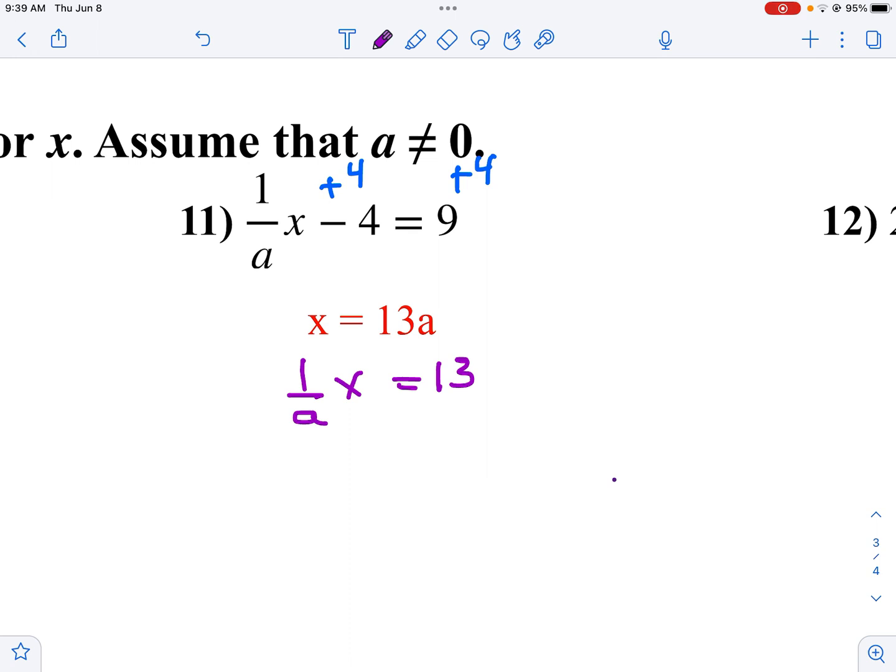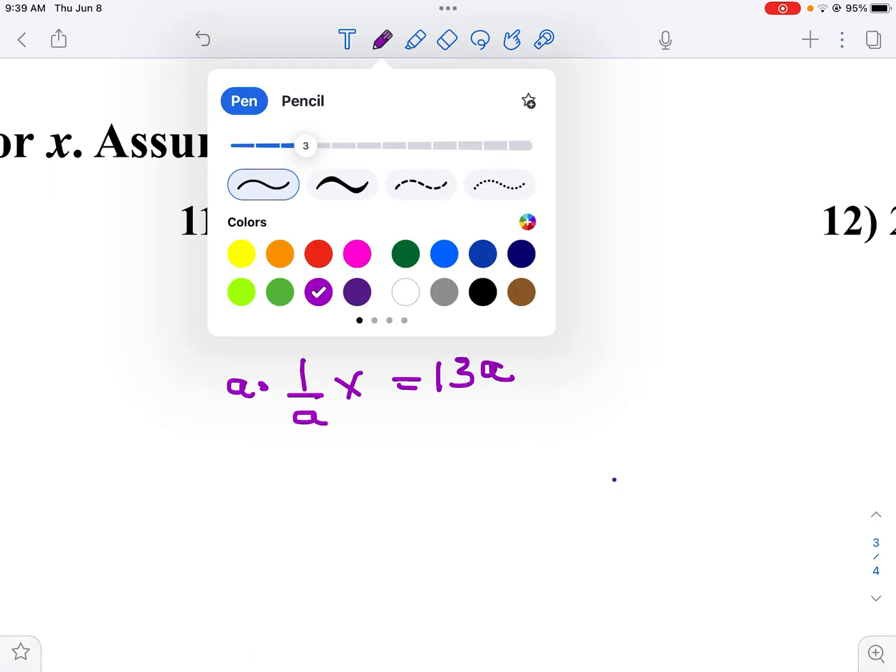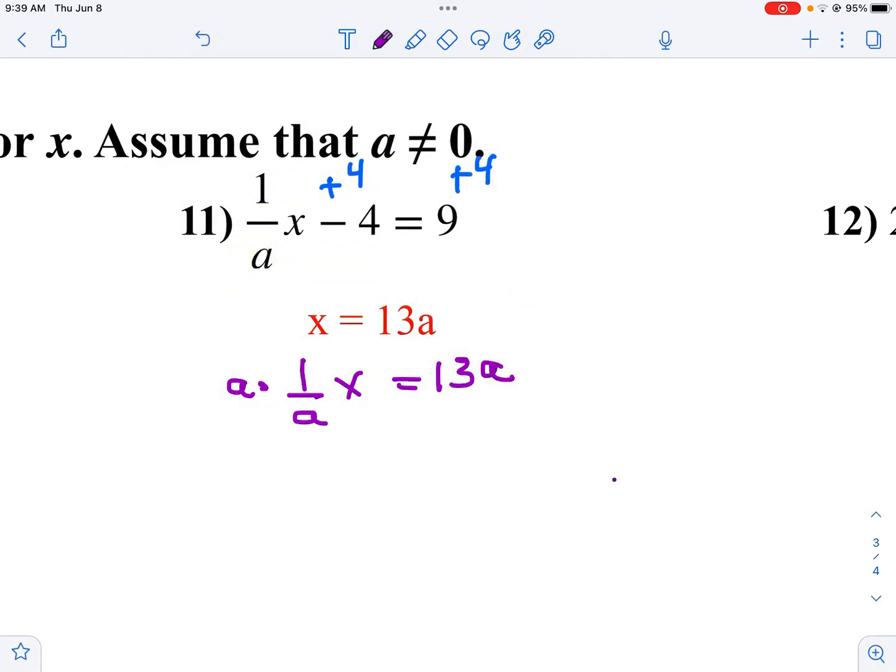Now, what's this bar mean? This bar means divide. So what's the opposite of dividing? Multiply. So I'm going to multiply both sides by a. On the left side, notice the a's reduce. So we just get x. x equals 13a. Just like the answer I told you.